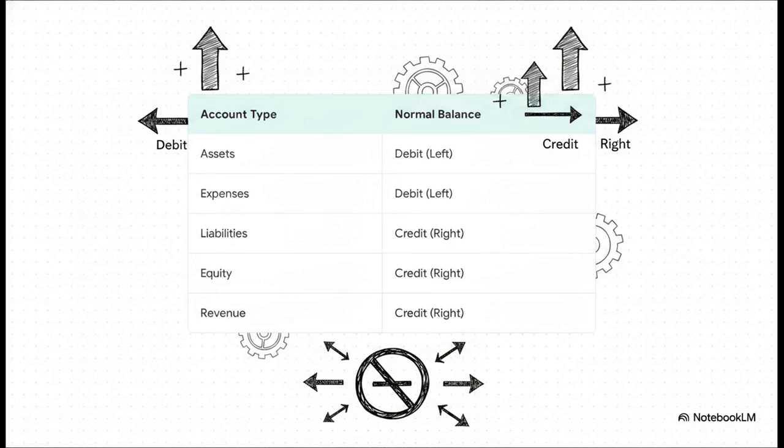Notice that assets and expenses both have a normal balance of a debit. That means if you want to increase them, you write the number on the left. On the flip side, liabilities, equity, and revenue all have a normal balance of a credit. To increase those, you write the number on the right. And what if you want to decrease any of these accounts? Easy. You literally just do the exact opposite. So, now that we've got our vocabulary and our grammar down, let's actually put it into practice.